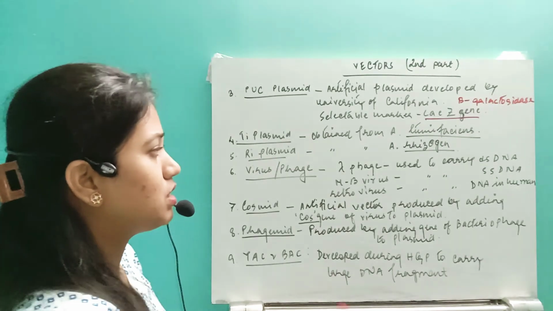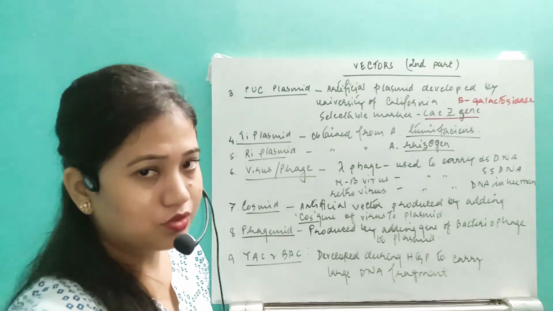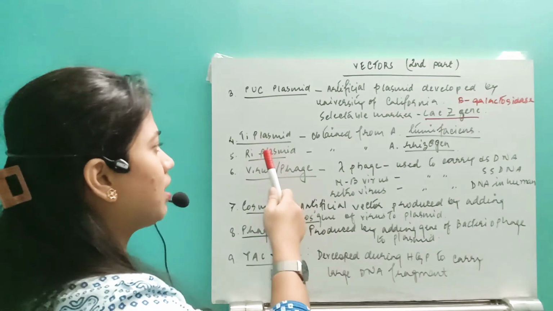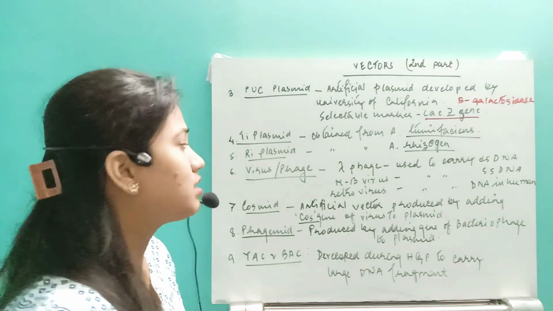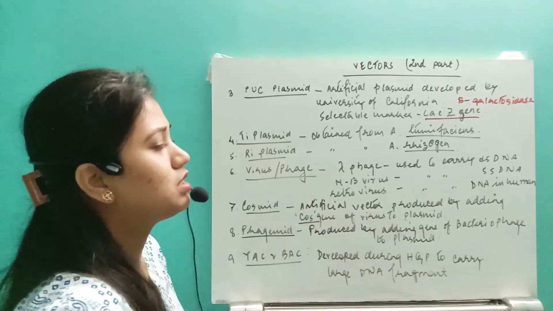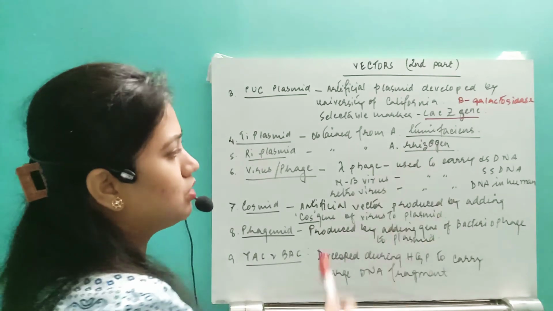Next one is the Ri plasmid. So the Ri plasmid is extracted from the Agrobacterium rhizogenes. Okay, same as the Ti plasmid obtained from the Agrobacterium tumefaciens, similarly, the Ri plasmid is extracted or obtained from the Agrobacterium rhizogenes.